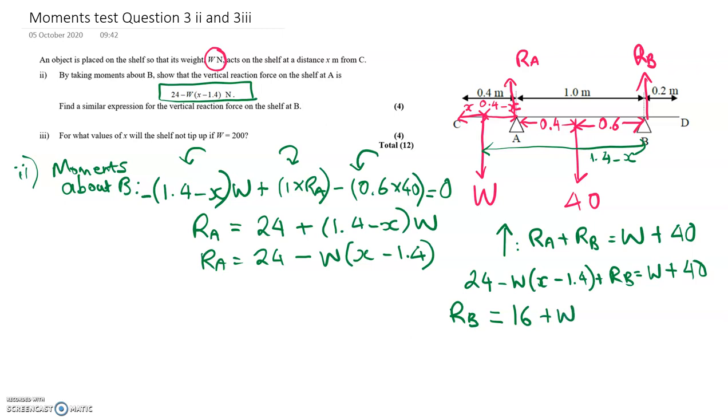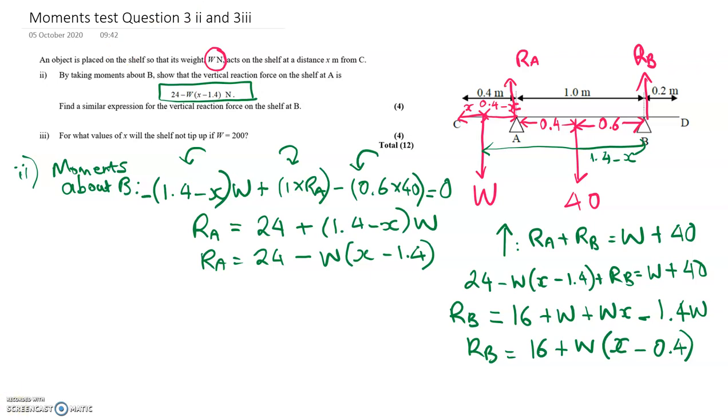I've got plus W x and minus 1.4 W. So if I put the W minus 1.4 W together, I get minus 0.4 W, and I'm just taking the W out in a bracket. So that's your second reaction.